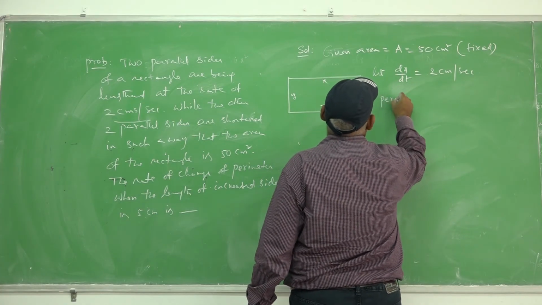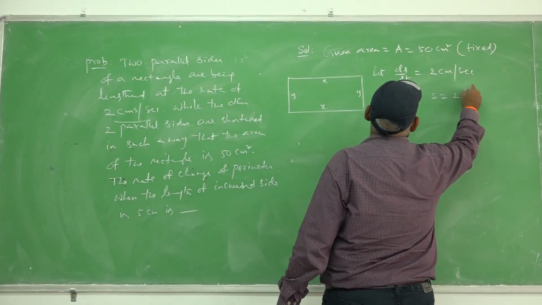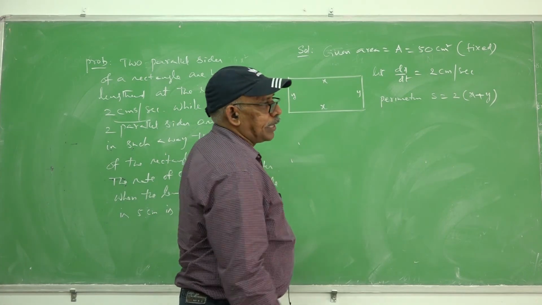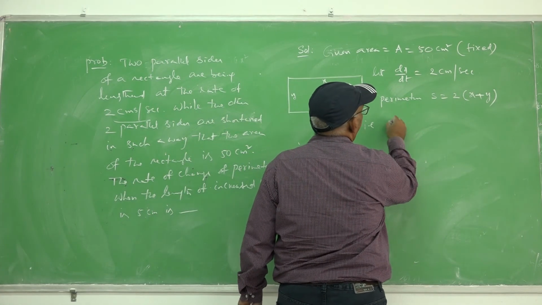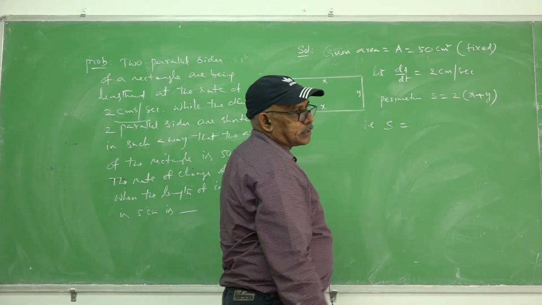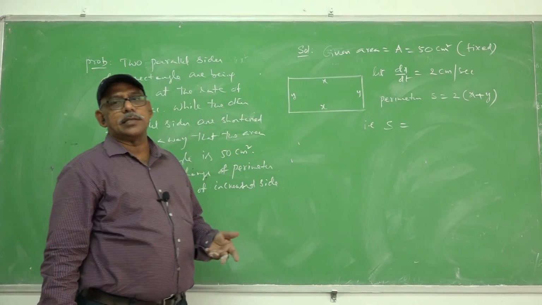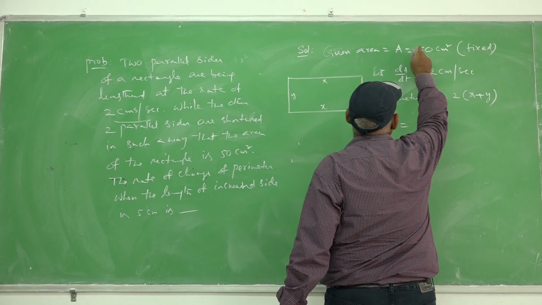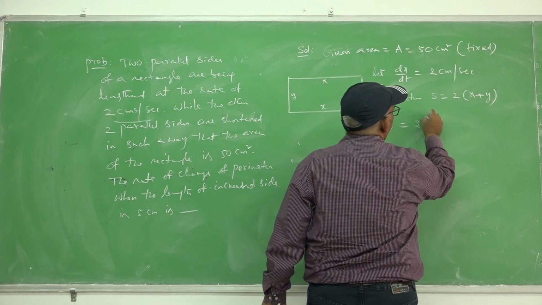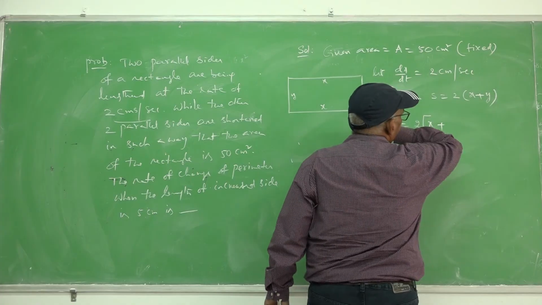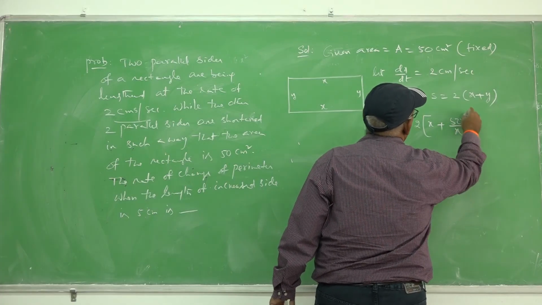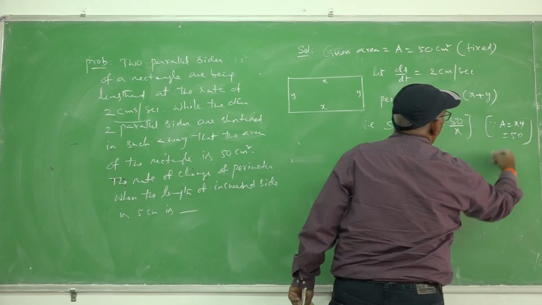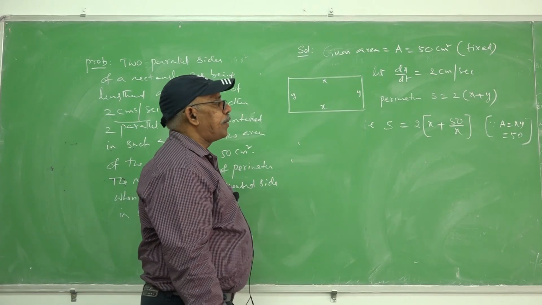So perimeter S is twice x plus y. I will write the perimeter completely in terms of x, because the rate at which y decreases is not given. Since the area is constant, that is 2 into x plus y in terms of x, which is 50 by x, since A equal to xy equal to 50, y equal to 50 by x.